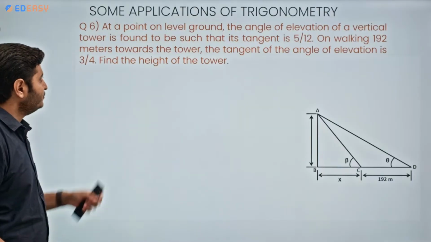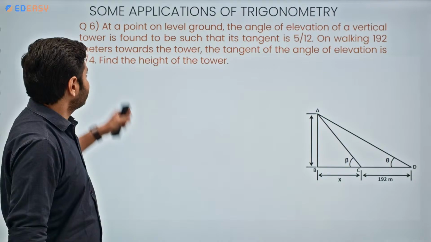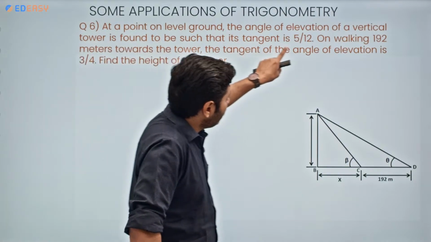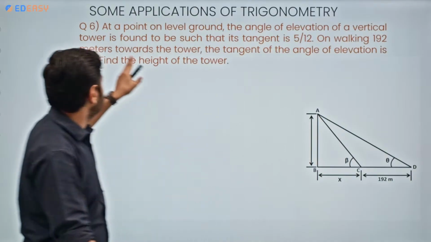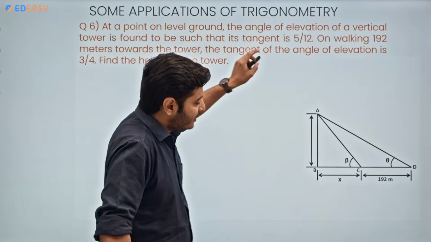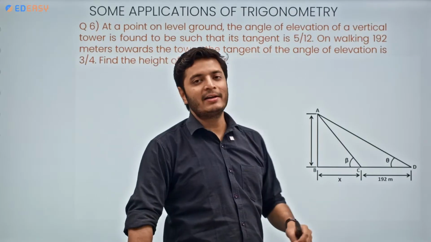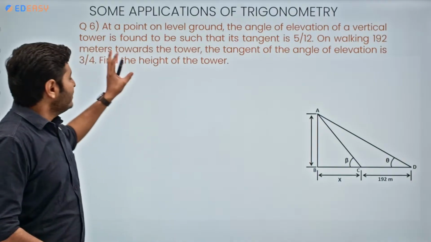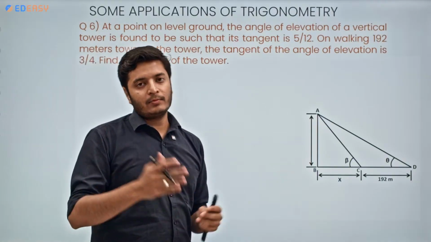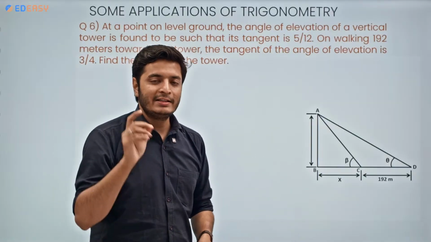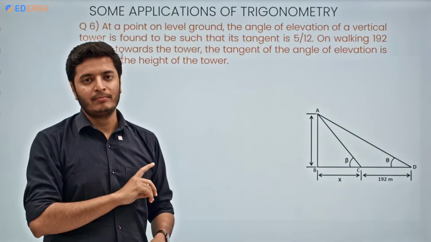Now, next problem. At a point on the ground level, the angle of elevation of a vertical tower is found to be such that its tangent is 5 by 12. I don't know why I am saying target. Now, this is a very different type of problem. Here, what is not given to us? The value of angle is not given.